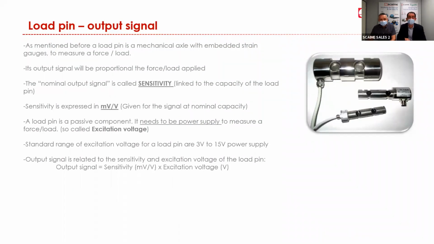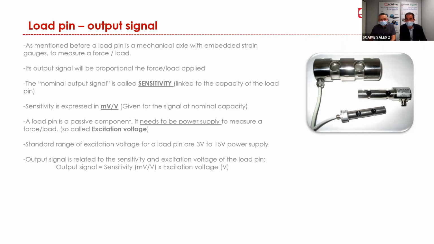Now, what is the output signal that you get from a load pin? As we said before, a load pin is a mechanical axle with embedded strain gauges to measure a force. So its output signal will be proportional to the load or to the force applied to the pin.